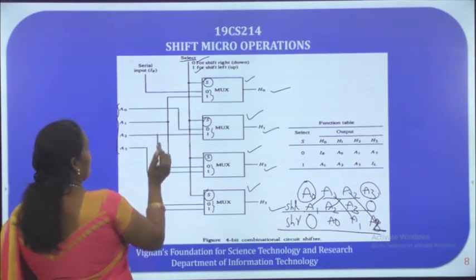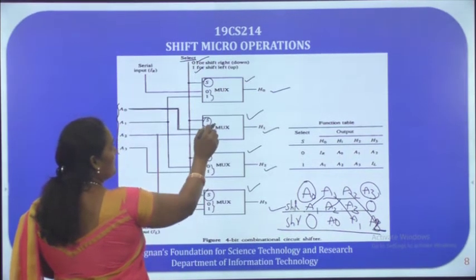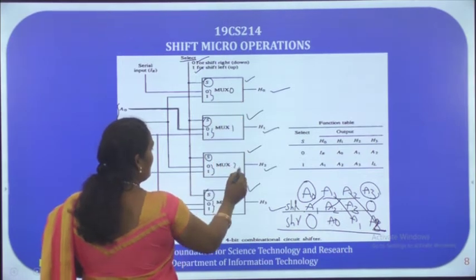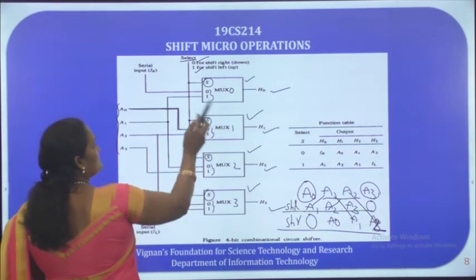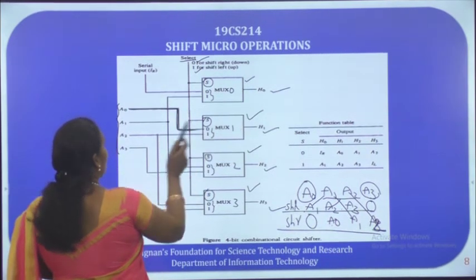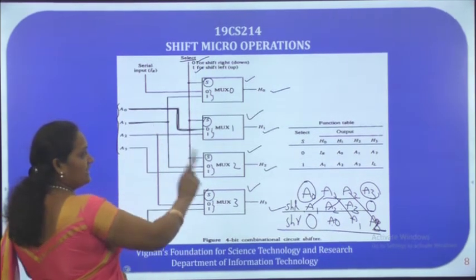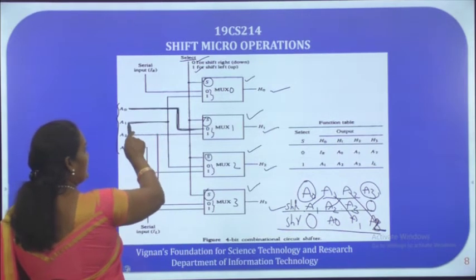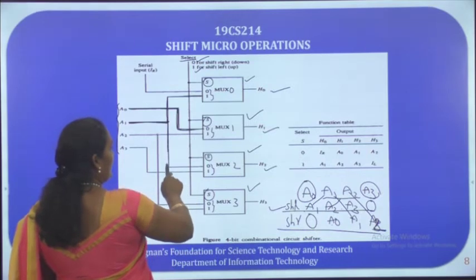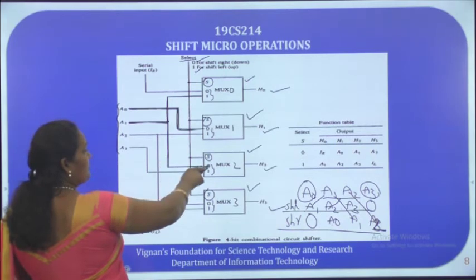Let us see how they are connected. Let us take these as multiplexer 0, multiplexer 1, multiplexer 2, multiplexer 3. A0 is connected to 0 input of multiplexer 1. A0 should be connected in one direction only, but A1 should be connected in both directions. A1 is connected to 1 of multiplexer 0 and 0 of multiplexer 2.